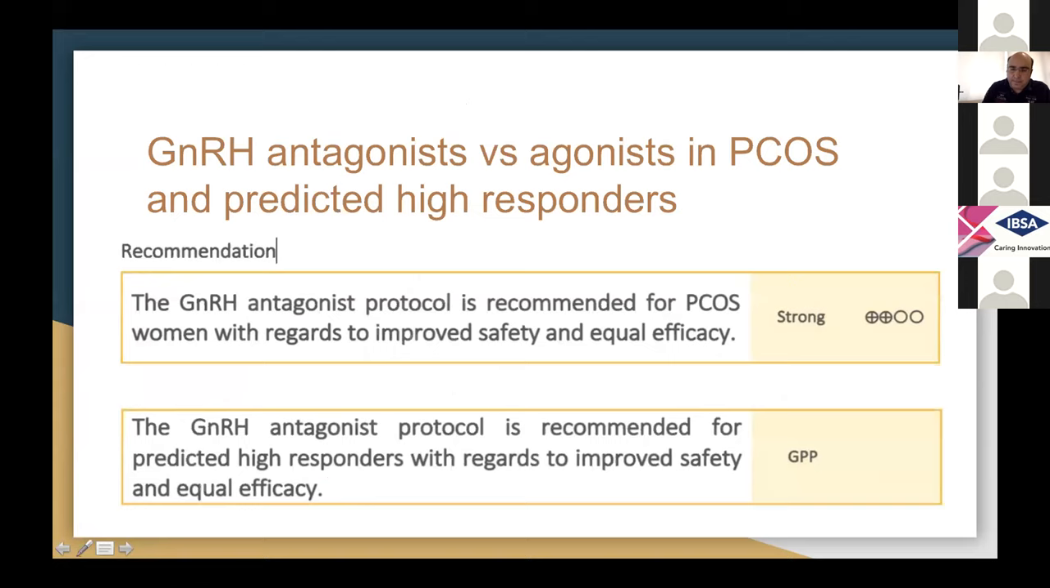The other recommendation in PCOS: the GnRH antagonist protocol is recommended for equal efficacy. The GnRH antagonist protocol is also recommended for predicted high responders with regards to improved safety and efficacy. The high responders are not essentially polycystic ovary patients. It's a patient with a huge response, for example, with other stimulation before.